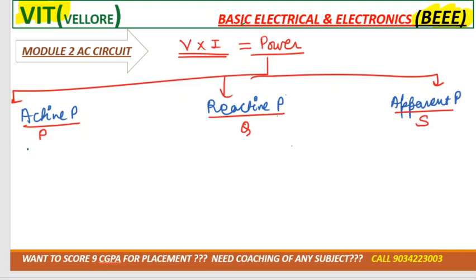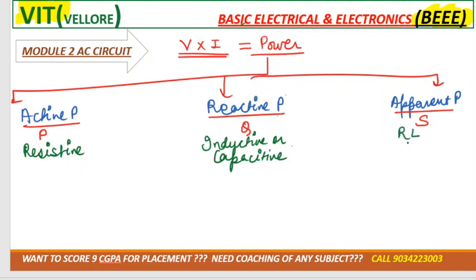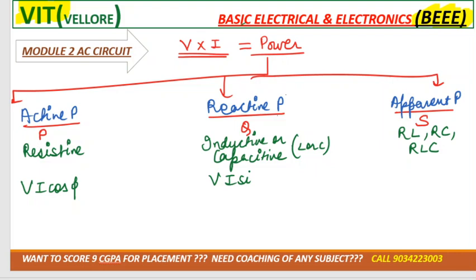Active power is used where resistive load is there. Reactive power is used where inductive or capacitive load is there. Apparent power is used where there is a combination of RL, RC and RLC. Okay, here L or C. Active power formula is VI cos phi. Reactive power formula is VI sin phi. Apparent power formula is VI.